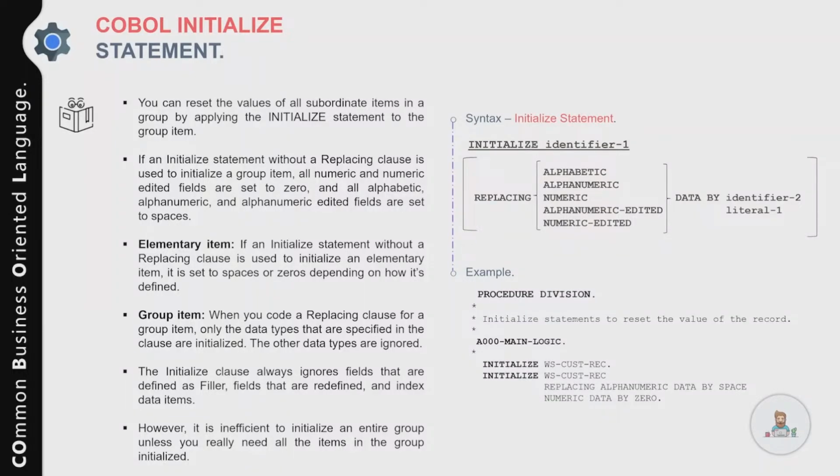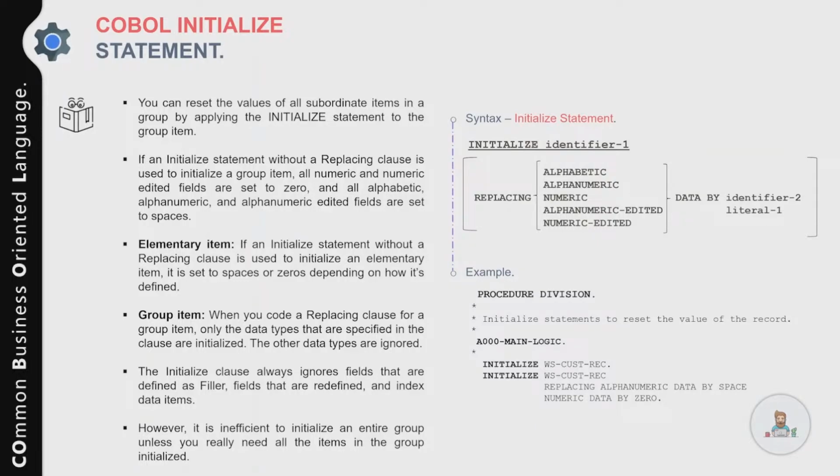Now let's discuss an example so that you can understand how exactly you can use the initialize statement in your COBOL program. So in the following example, we have the procedure division. After that, we have a brief description about the paragraph. And in paragraph A000-main-logic, I've used the initialize statement twice to initialize a group variable, that is ws-cust-record. So this is actually a group variable which is defined in the working storage section, and this group variable includes different elementary items, for example customer name, customer address, customer salary, and a couple of other details, right?